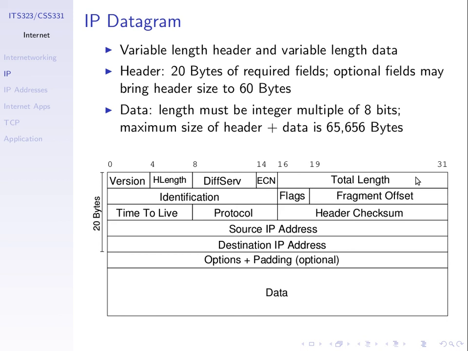In this picture, each row is 32 bits, or 4 bytes, and there are 5 rows making 20 bytes. And the names in here give the purpose of the fields. We'll not go through all of them at the moment. A couple we can recognize from the name. The first 4 bits in the header indicate the version of IP we're using. If we're using IP version 4, it's set to 4. If we're using IP version 6, it's set to 6. Very simple.